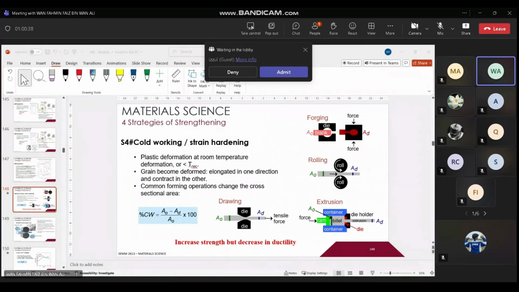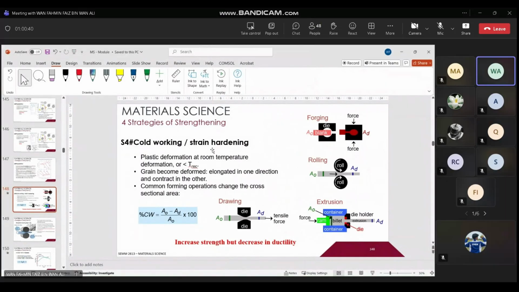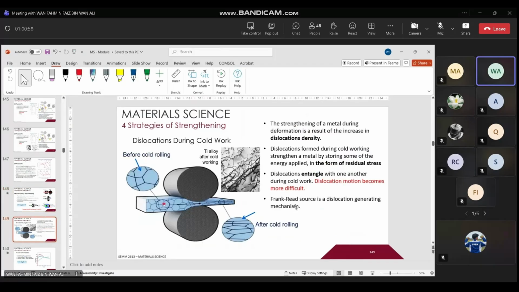And last but not least, before we stop, the last strategy, strategy number 4, cold working. Cold working, also known as flame hardening, is a quick process. You have many processes there: forging, rolling, extrusion, drawing. Whatever cold working process you apply, you can expect changes in physical dimensions, shapes and everything. And if you look inside the component itself, you can see the changes of the grains.